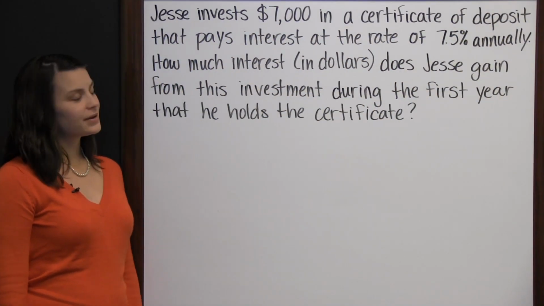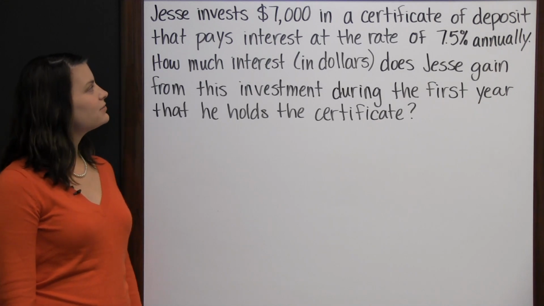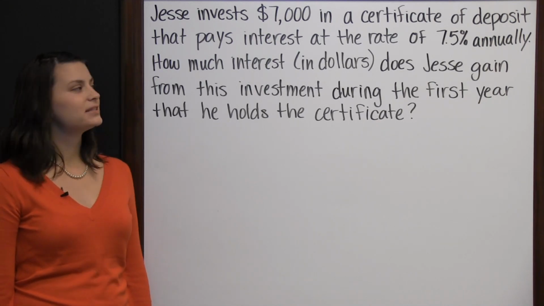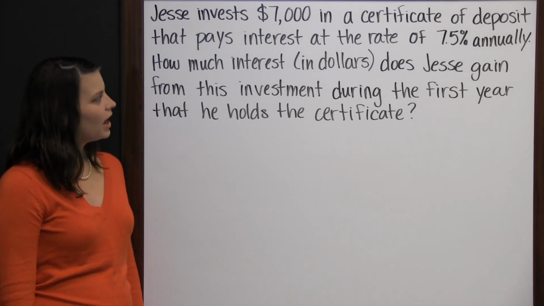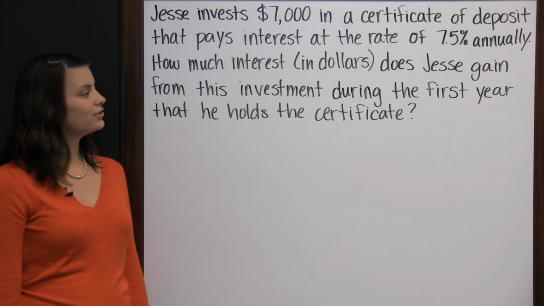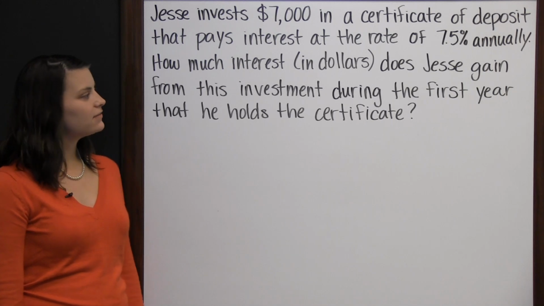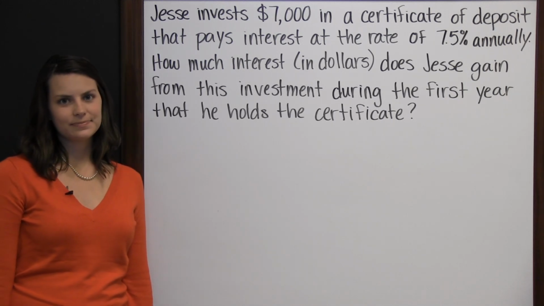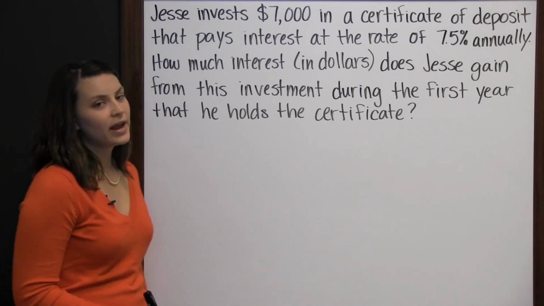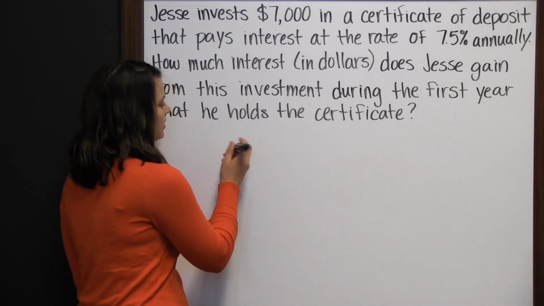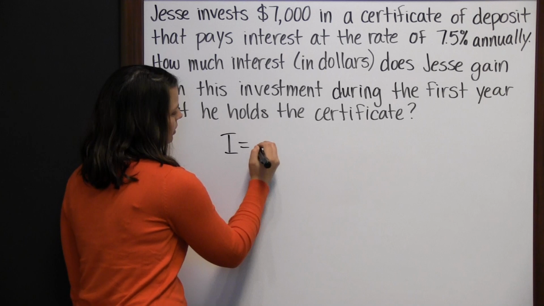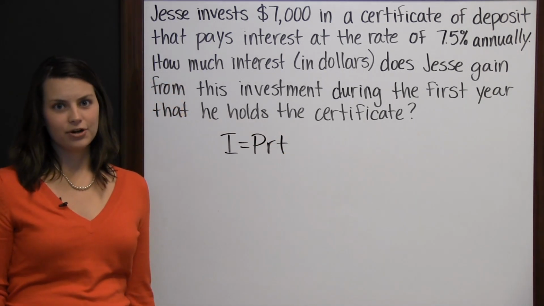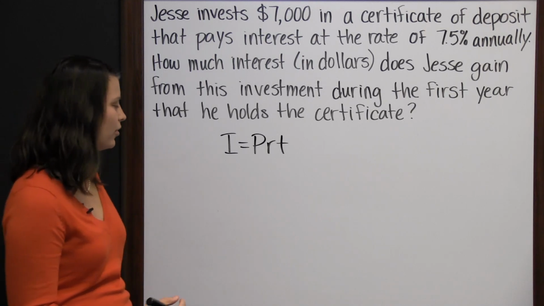Jesse invests $7,000 in a certificate of deposit that pays interest at the rate of 7.5% annually. How much interest in dollars does Jesse gain from this investment during the first year that he holds the certificate? This is a great problem to use this formula on. And some people call it I-PRT, just as a way to remember it.